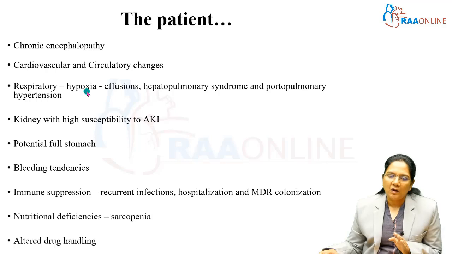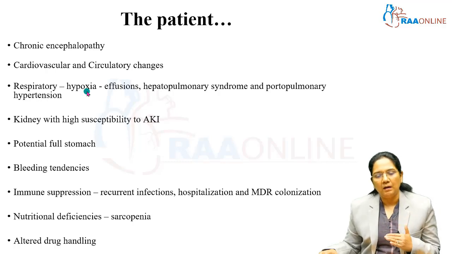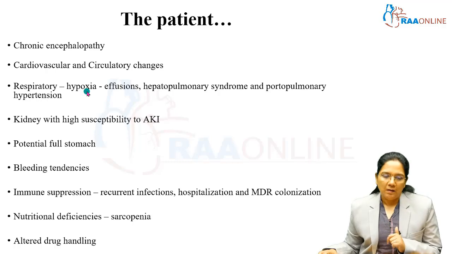They require recurrent hospitalizations because of the decompensations. They can develop bleeds. They can have tense ascites or SBP. So before transplant, they've had recurrent hospital admissions and they are colonized with MDR bugs because of repeated exposure to antibiotics. And the nutritional deficiencies, as I showed you in that picture, can cause sarcopenia in these patients.